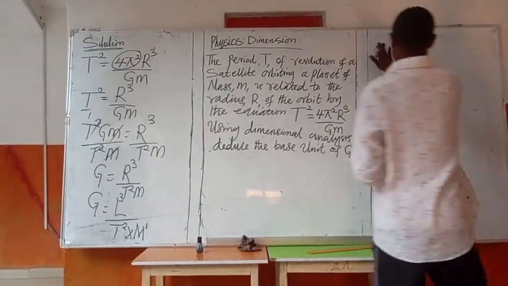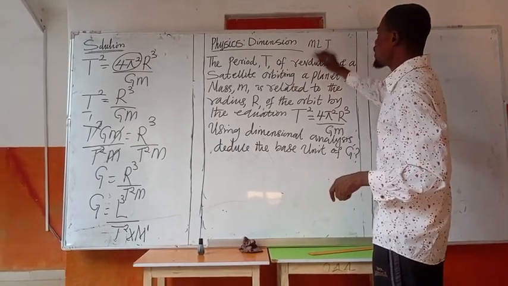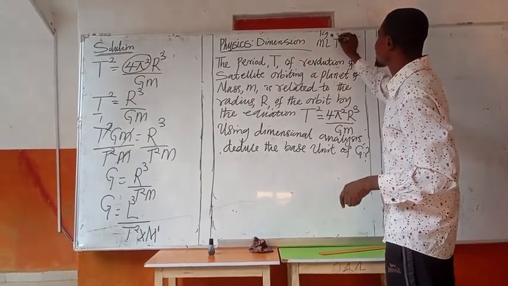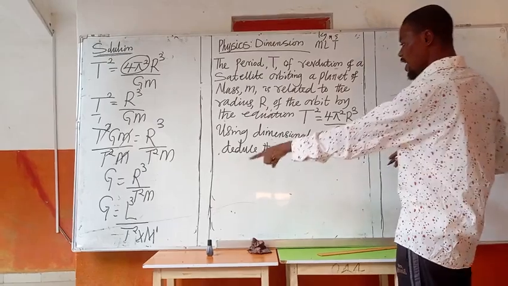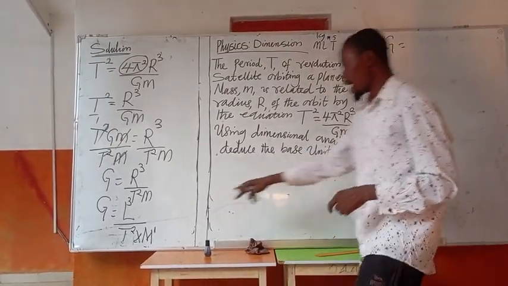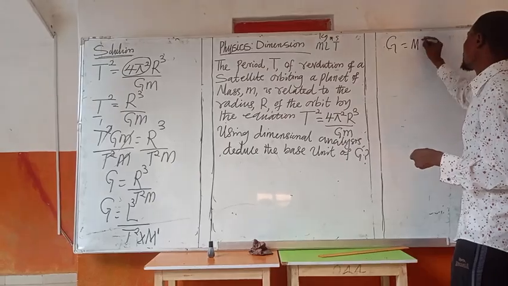And remember that the dimension is in the form of MLT. Why? The units are kilogram, meter, and seconds. So, which means I have to rearrange this. We have G is equal to, I'll consider mass first. M is raised to power 1. When it goes up, it changes to minus, which is M raised to power minus 1.